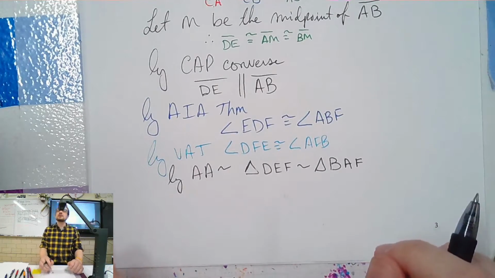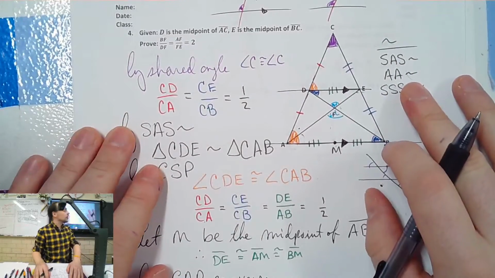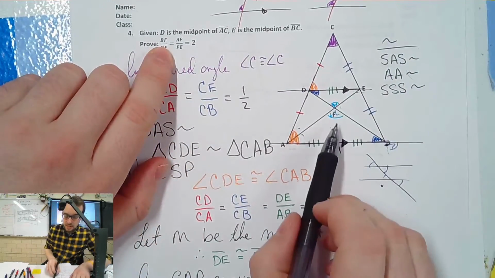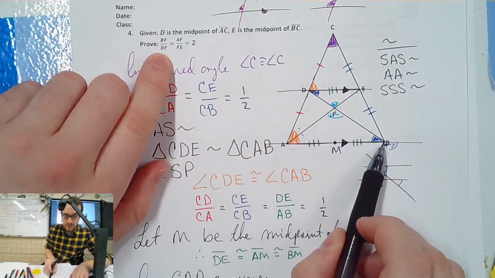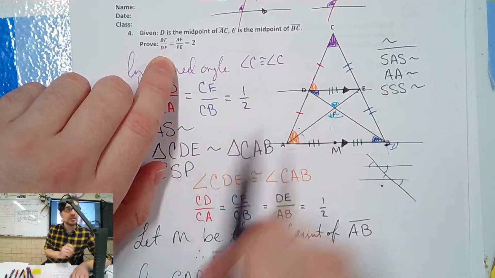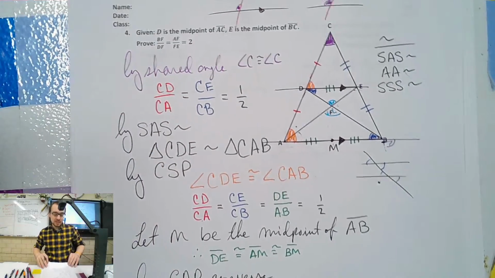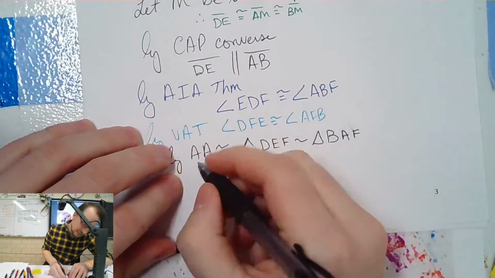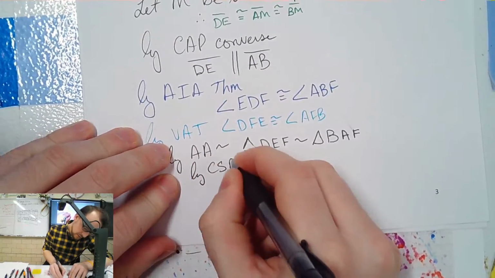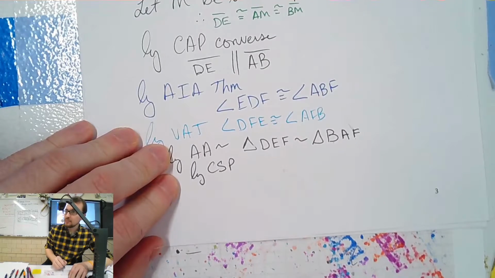So those triangles are similar. All right, so what? Remember our goal. We want to prove that BF and DF are related. Well, if the triangles are similar, their sides are related, right? So here we go. BF and DF is what we want. Let's look down here. By CSP, BF and DF are first and third, right? So I'm going to write that.